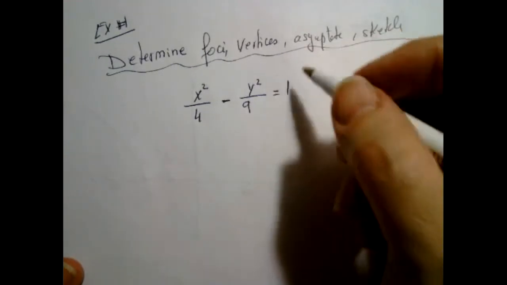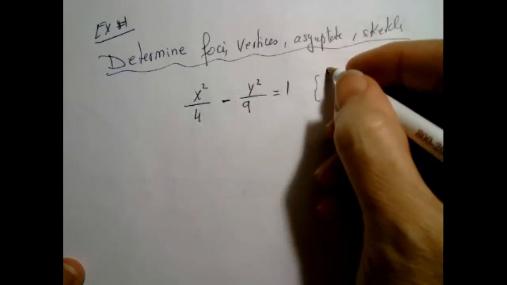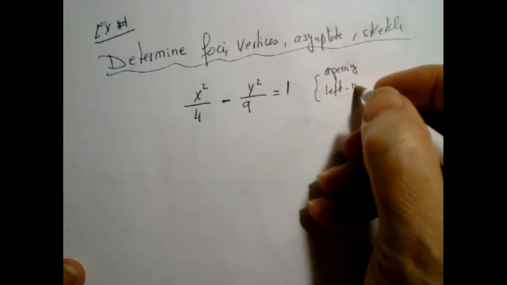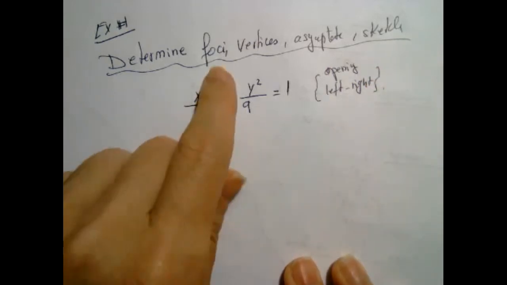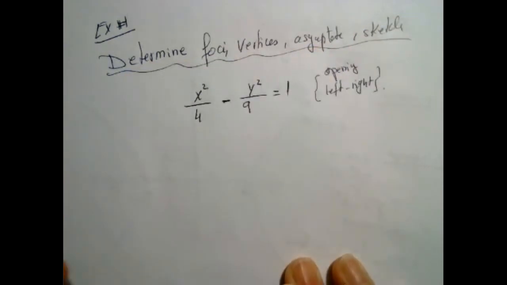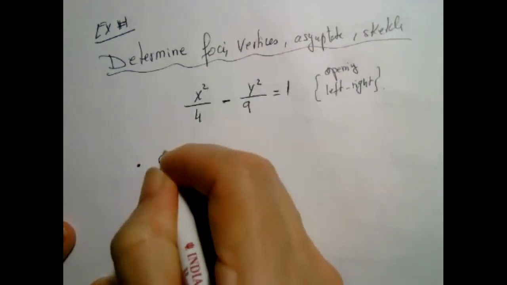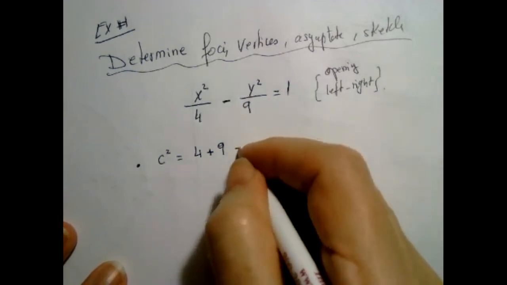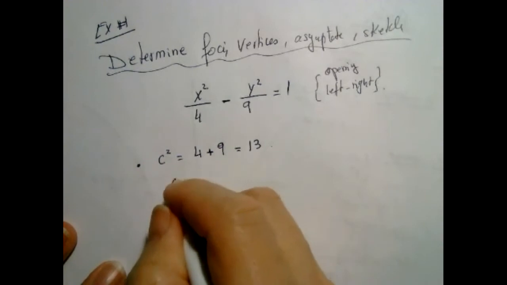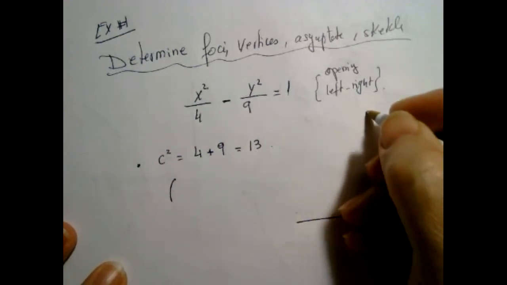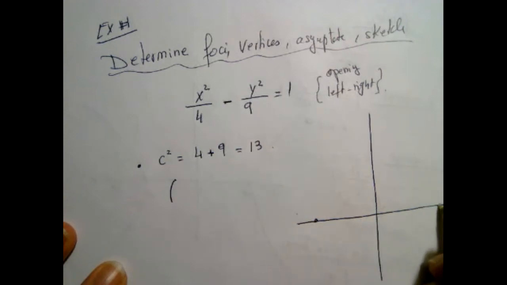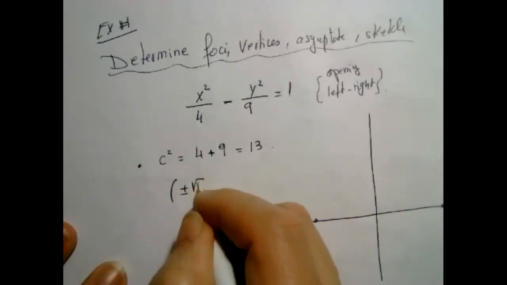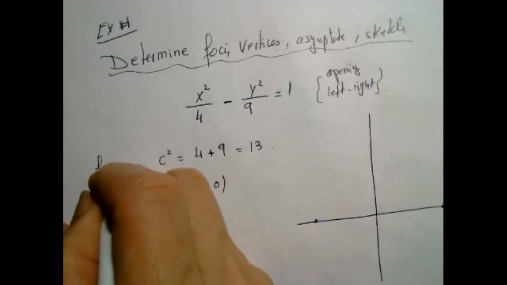Okay, and this hyperbola, the opening is going to be left, right. All right. So they want me to find the foci, the vertices, the asymptote, and the sketch. So let's do it step by step. The foci, it means I need the c square. For the hyperbola, c square is 4 plus 9, which is the sum, which is equal to 13. So the foci would be, so we start building the graph slowly. The foci will be somewhere here because we're starting with x squared. So they're going to be plus or minus the square root of 13 and 0. So these are the foci.